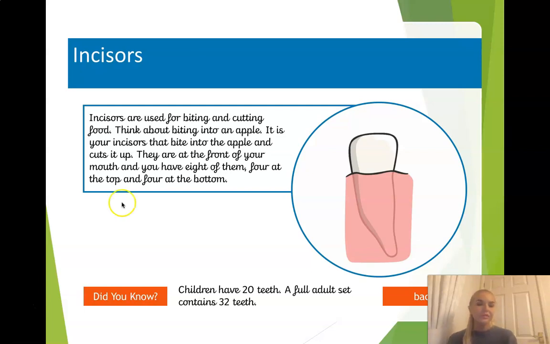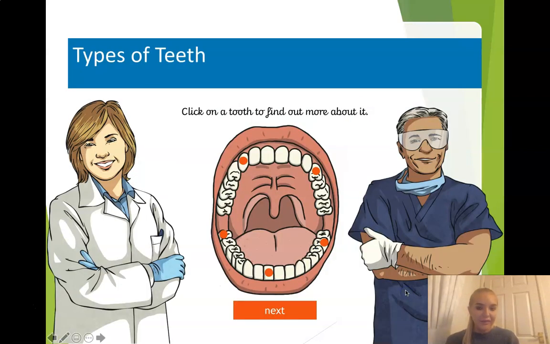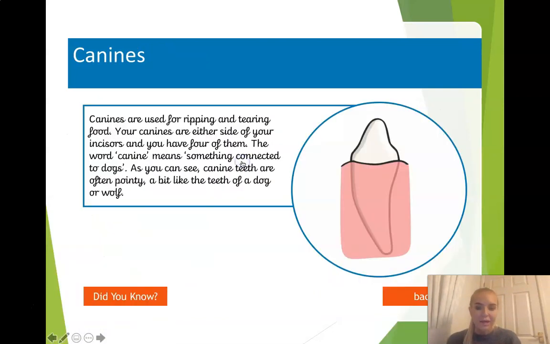Okay? So let's go back and have a look at a different type of tooth. Oh, I like this one. This one is next to our incisor, and it is the same as this one, and this one. So next to my incisors, at the top and at the bottom, I've got one tooth called a canine tooth. I have 4 of these altogether, 2 at the top and 2 at the bottom, next to my incisors.